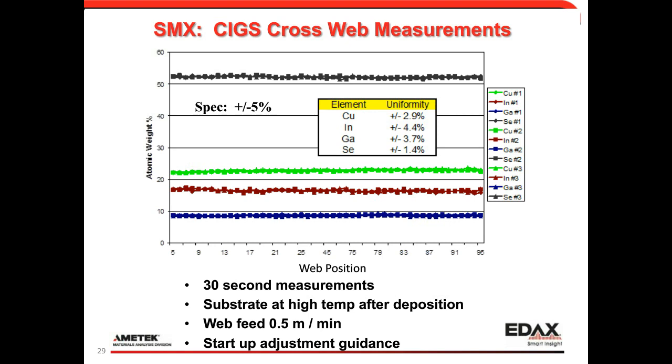The black line data points are selenium, green is copper, red is indium, and the blue is gallium. We were making 30-second measurements. This was a high temperature right after the deposition, so we were taking advantage of the ability of the heat shield to make high temperature measurements. Our web feed is about half a meter per minute, so we're getting average data points that average over about a quarter of a meter. And this can also be used to tell when we're out of spec for startup adjustment guidance, that kind of thing.